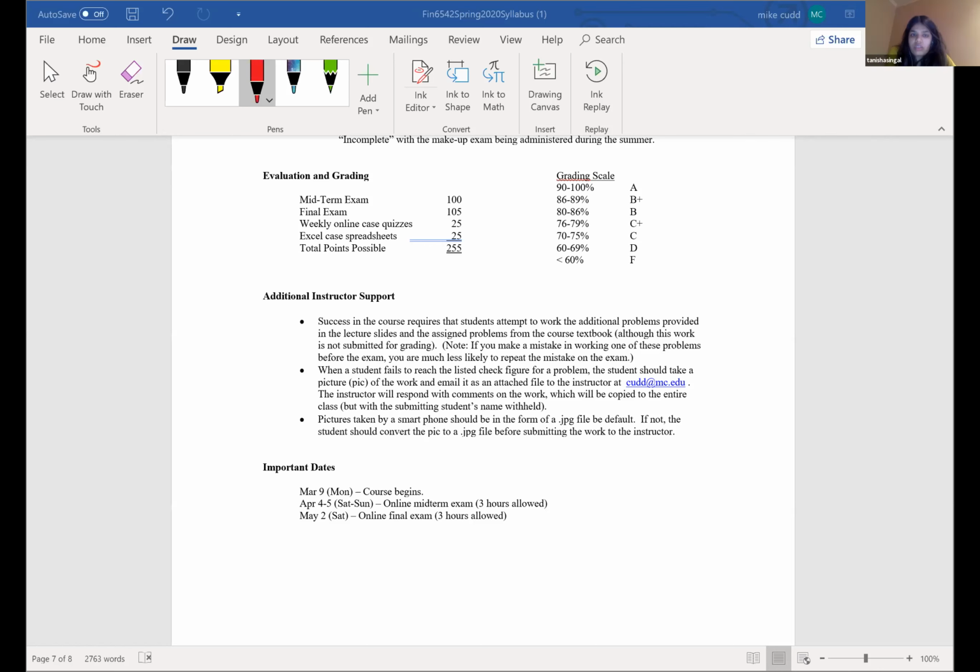All you'll do is, for one of the cells in the spreadsheet, I'll ask you to give me the Excel formula to calculate that particular figure.